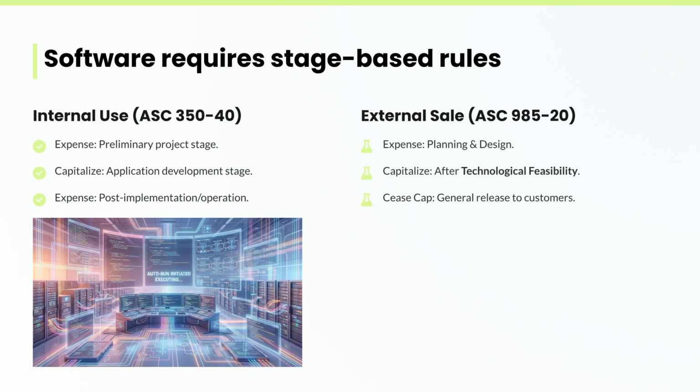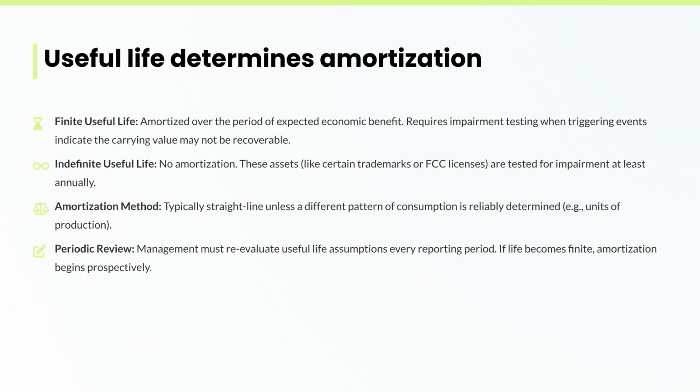But if the software is for external sale, under ASC 985, you must expense all planning and design costs until you reach technological feasibility. Only after that milestone can you begin capitalizing costs, stopping once the product is released to customers. Once an intangible asset is on the balance sheet, how do we expense it over time?